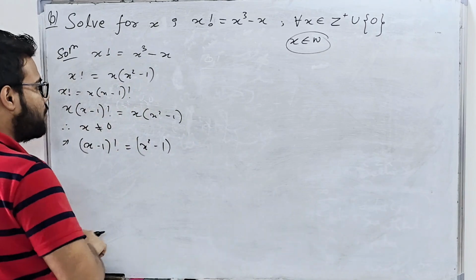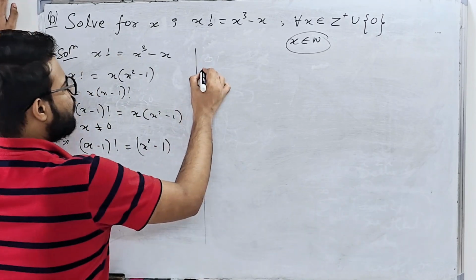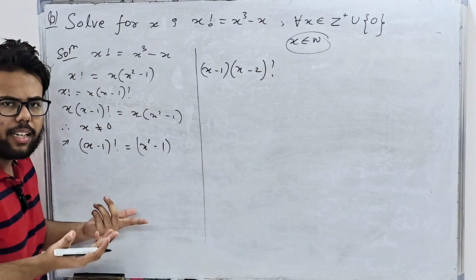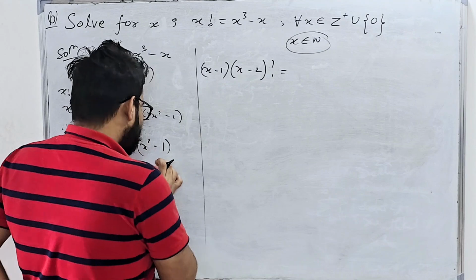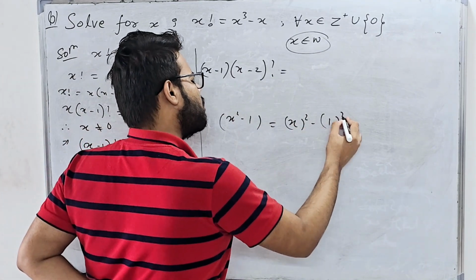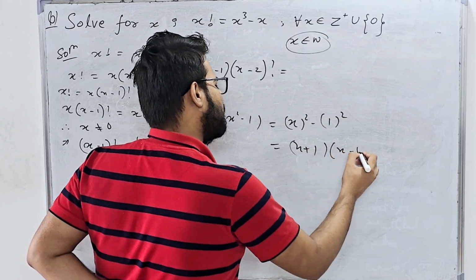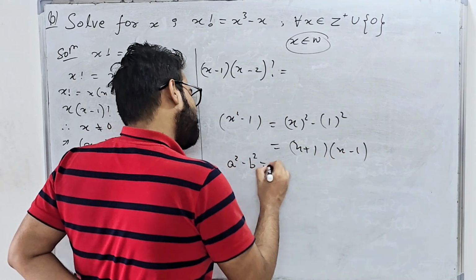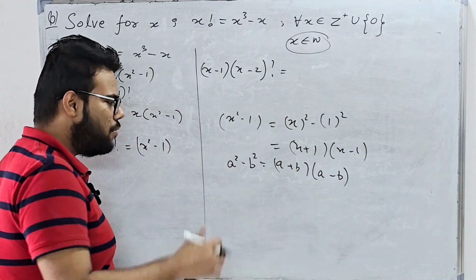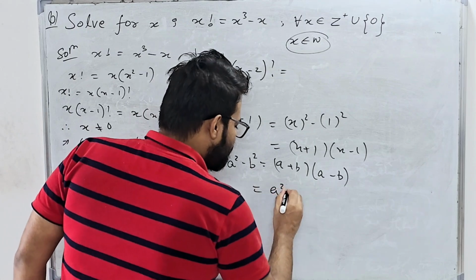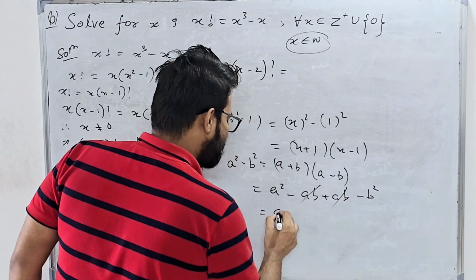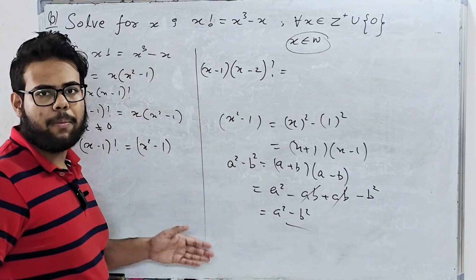So what now? You can say x minus 1 multiplied by x minus 2 factorial. Is it correct? Yeah, it is correct. There's no issue. Which is equal to, what is a square minus b square? x square minus 1 can be written as x whole square minus 1 whole square, which is equal to x plus 1 into x minus 1. How? a square minus b square is equal to a plus b multiplied by a minus b. Is it correct or not? Yeah, it is correct. If you don't believe, you can just multiply it. You get a square minus ab plus ab minus b square. This and this cancel, you get a square minus b square. I hope it makes sense.